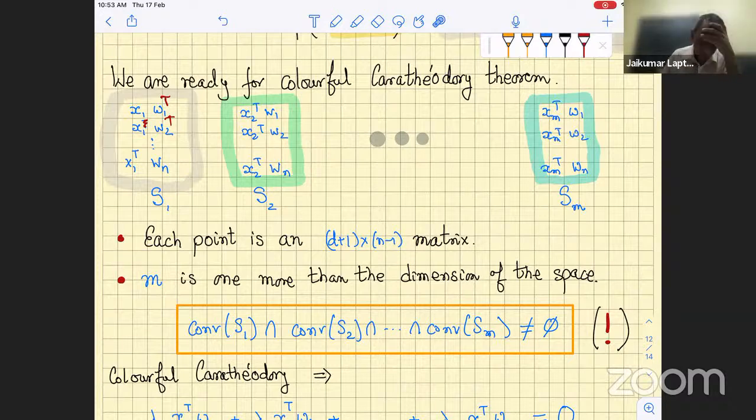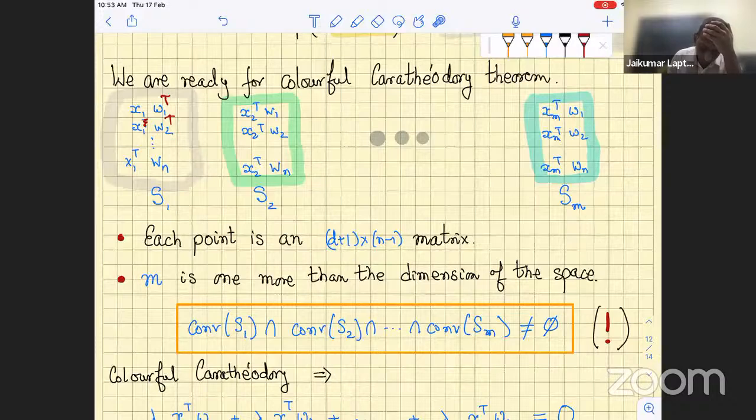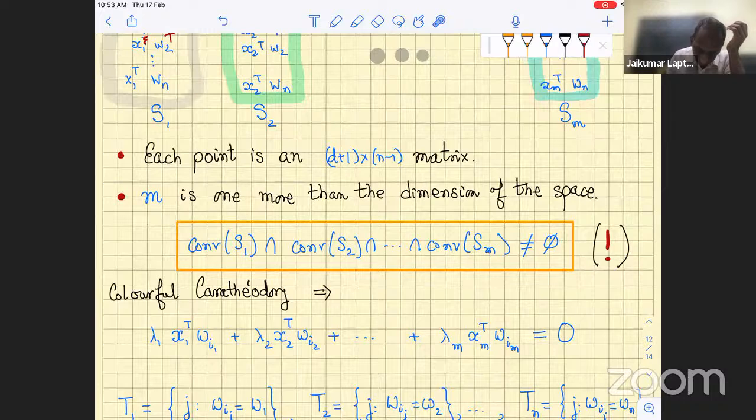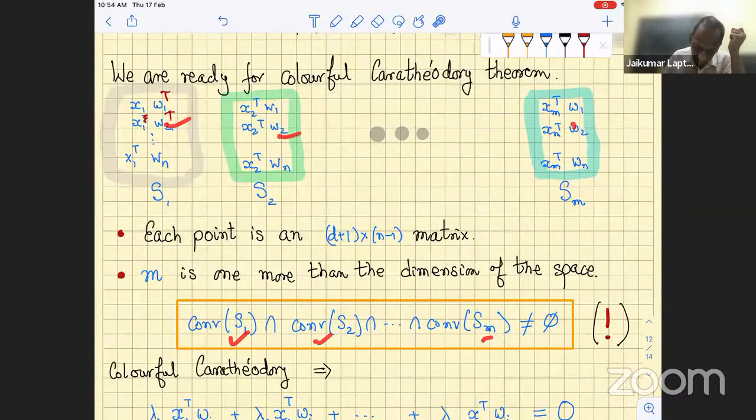Okay. So, yeah, so each point is a d+1 times n-1 matrix. The number of sets here is one more than the dimension of the space. And we also know this because Sri Jato told us which point to look. If you look at the 0 point, 0 is in each of these sets. The 0 matrix is in each of these colorful sets.